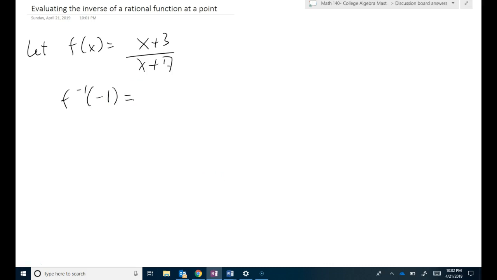Okay, so what we want to know is that with an inverse, if f of x equals y, then f inverse of y will end up equaling x. Basically, that's the idea that we can switch x and y, that our domain and our range switch places with the inverse.